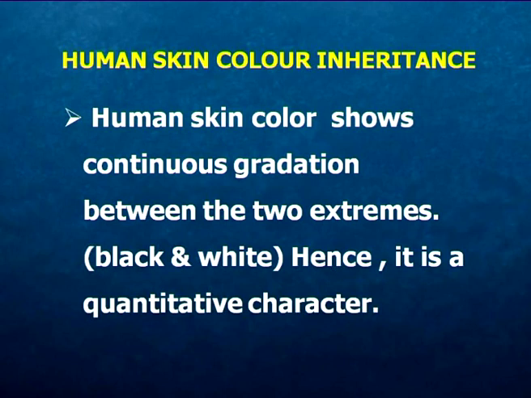Human skin color shows continuous gradation between the two extremes. What are those two extremes? ఇందాక చెప్పాను మనం. One extreme, Africans or African Americans. The other extreme ఏంటి? Whites. అంటే అమెరికన్ పాపులేషన్ తీసుకుంటే వీళ్ళిద్దరూ మేజర్, if you leave other immigrants. So, African Americans and white Americans. Hence, it is a quantitative character. అంటే gradation, it shows gradation, continuous gradation కనిపిస్తూ ఉంటుంది.